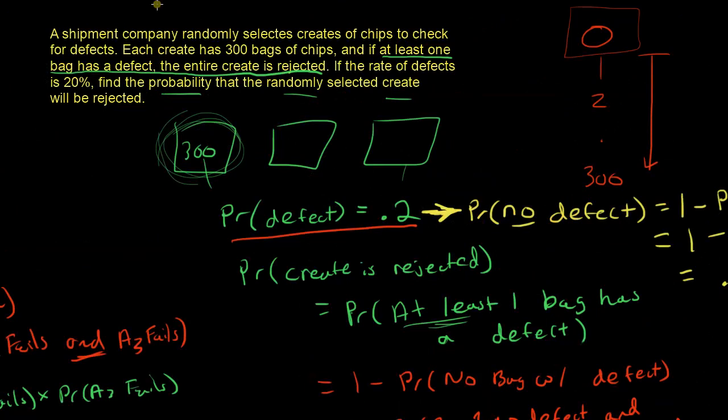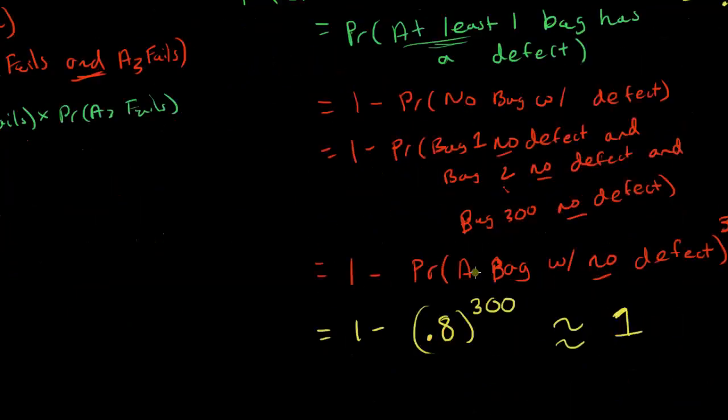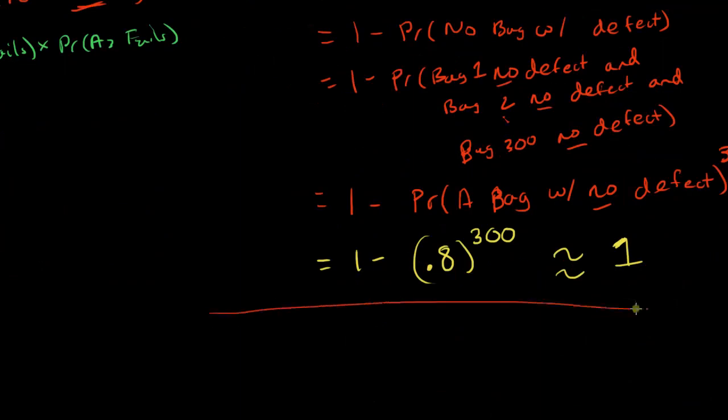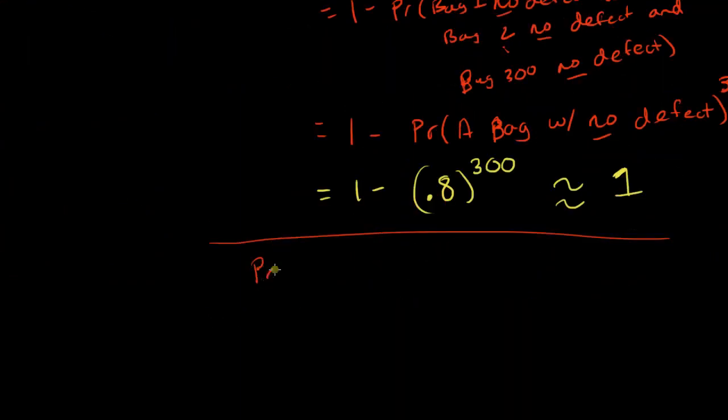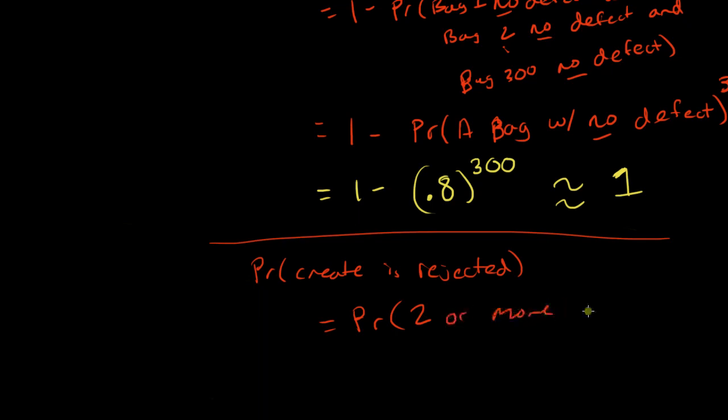Okay, so actually before I finish this video, let me just add one more element. Say instead of at least one bag of chips being defected meaning I reject the entire crate, let's say I change it to 2 or more, then I'll reject the entire crate. So we still want to know the probability that a crate is rejected, but I'm going to say 2 or more bags are defected.